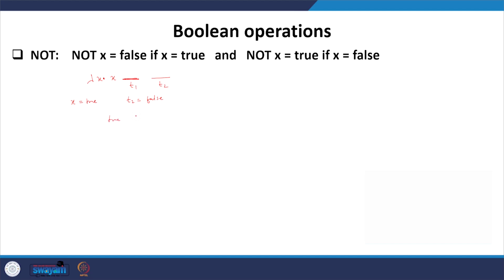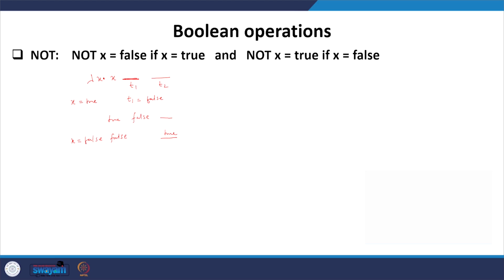If x is true, then T1 is false, because when x is true we are going to return the first one. So that means we have to return false. And if x is false, we have to return the second part, and this part will be true. This part we are going to return true.